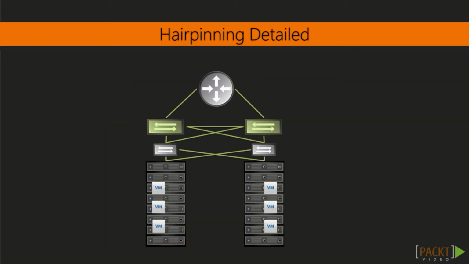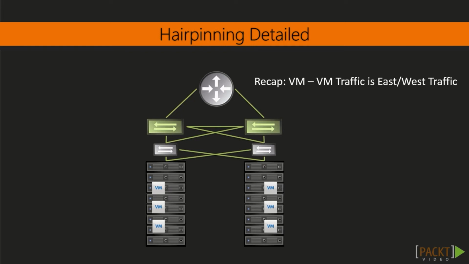Let's take a more detailed view on hairpinning. We have two racks of servers. We have top of the rack switches. We have distribution switches, and the core layer with a router. So they are all connected to each other using a full mesh. And we have a couple of virtual machines. That's kind of a logical view into the detailed hairpinning.